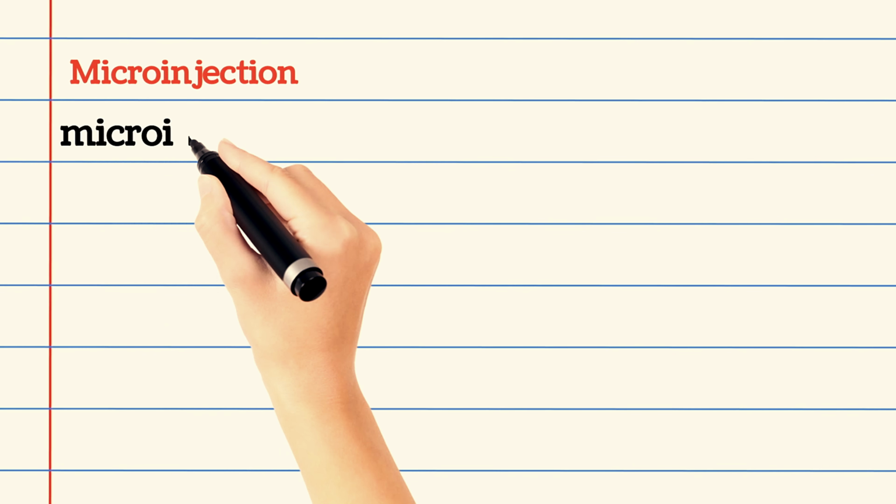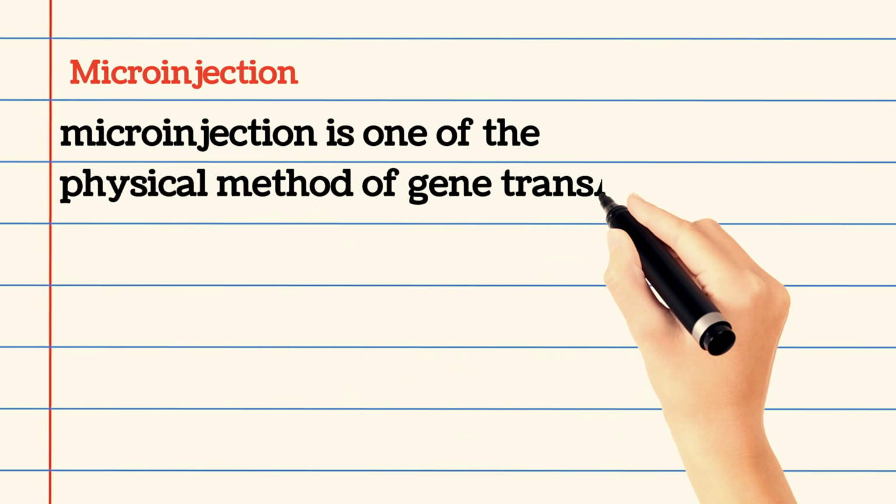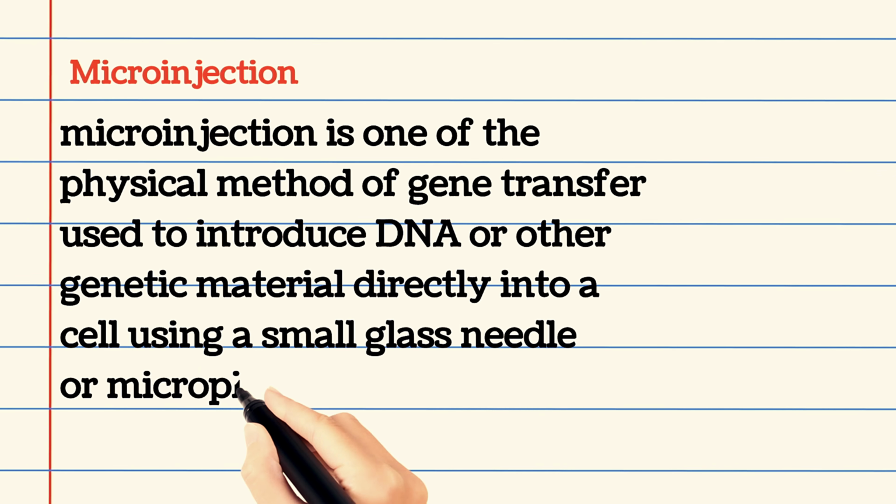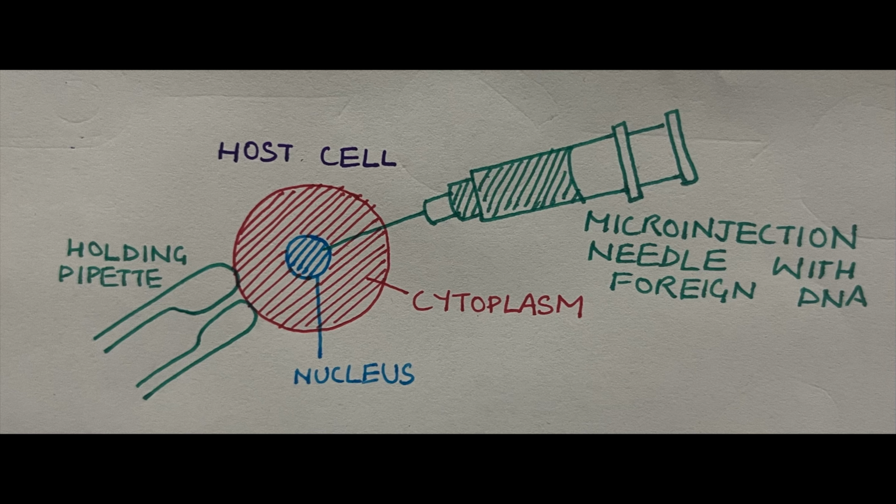Microinjection is one of the physical methods of gene transfer used to introduce DNA or other genetic material directly into a cell using a small glass needle or micropipette. In microinjection, firstly the glass micropipette or needle is prepared by heating and stretching the glass to form a fine tip. At the heated end, the resulting tip size is usually around 0.5 mm in diameter, resembling an injection needle. The entire process of delivering foreign materials using microinjection is performed under a powerful microscope for precise manipulation and observation.